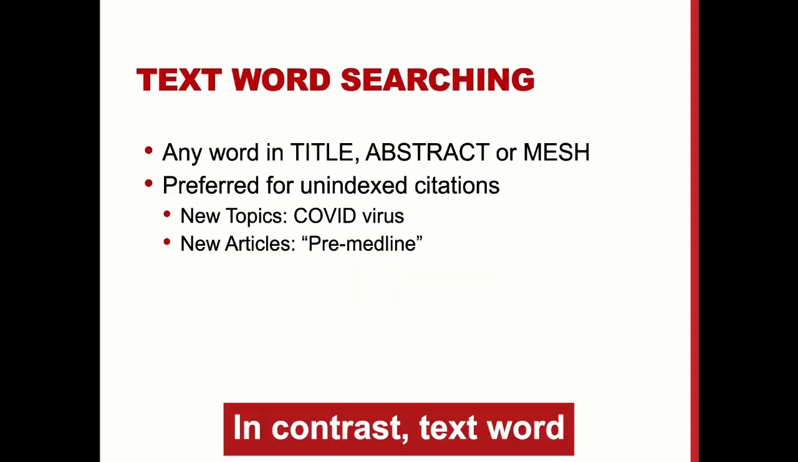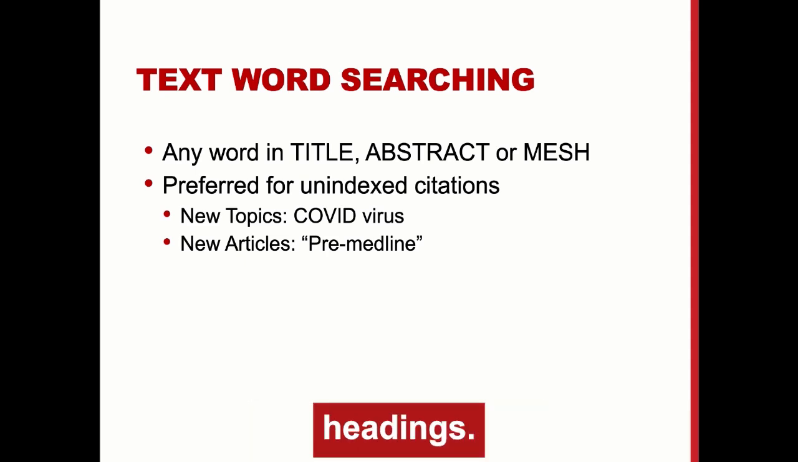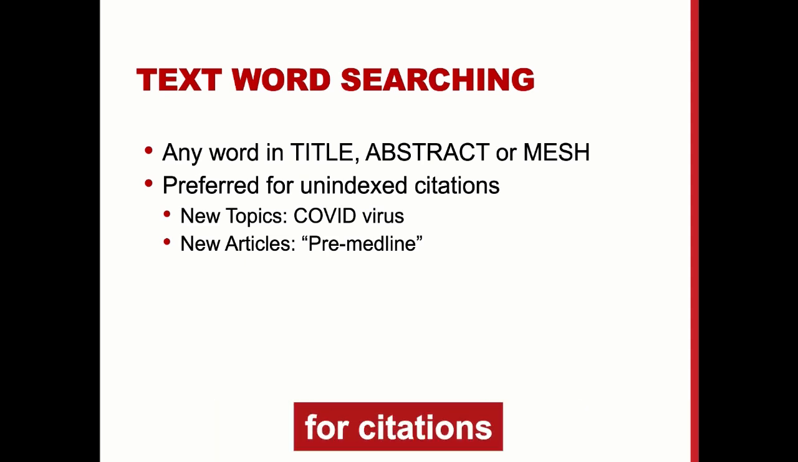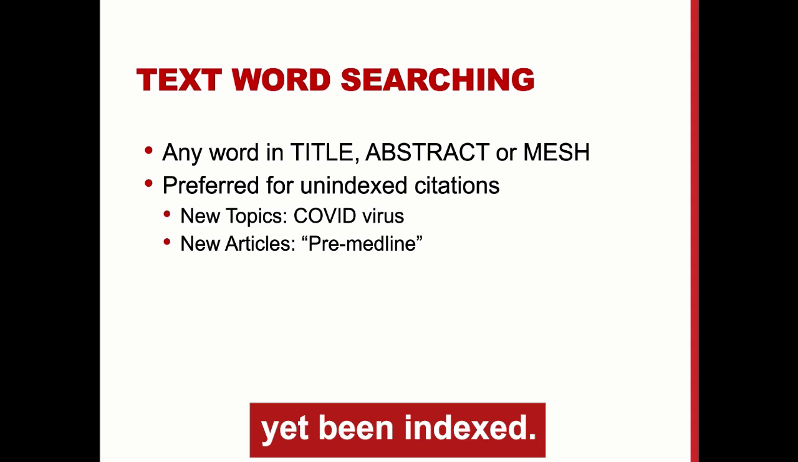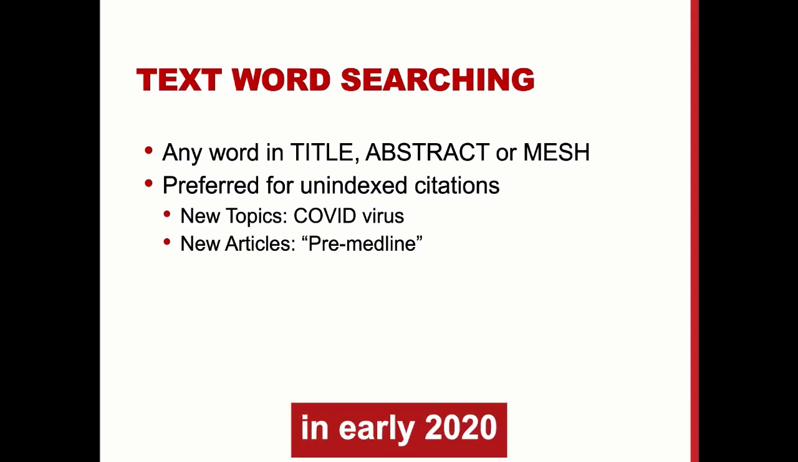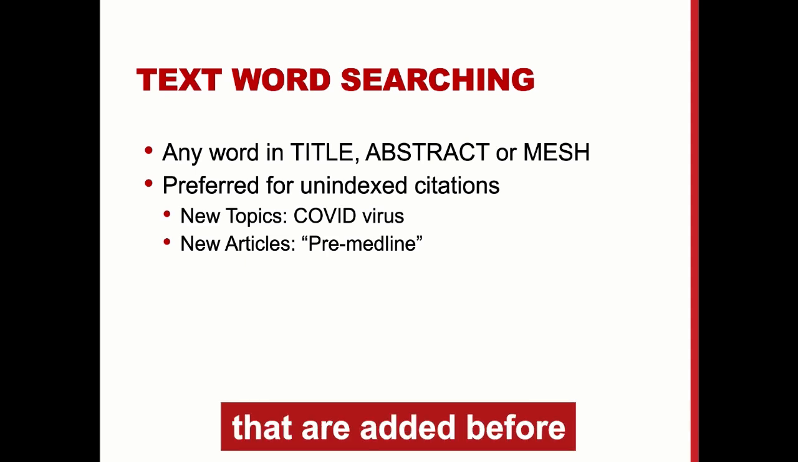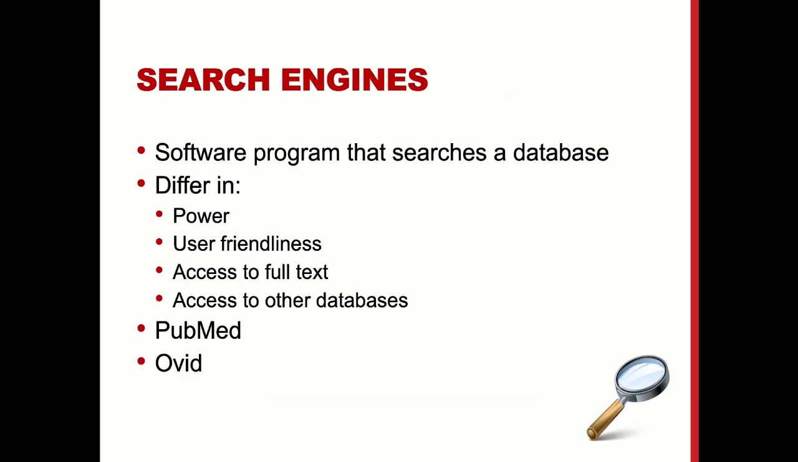In contrast, text word searching includes any word in the title, abstract, or MESH headings. Text word searching is preferred for citations that have not yet been indexed. These include new topics such as COVID in early 2020 before a MESH heading existed, and very new articles that are added before they are indexed.